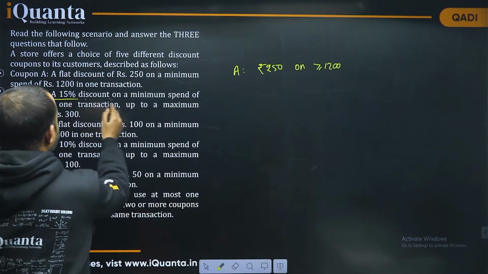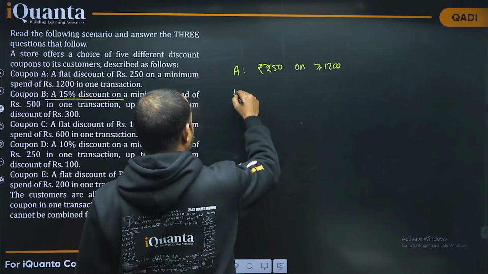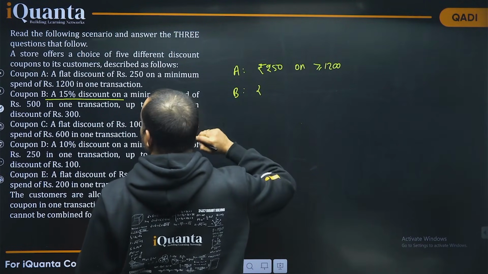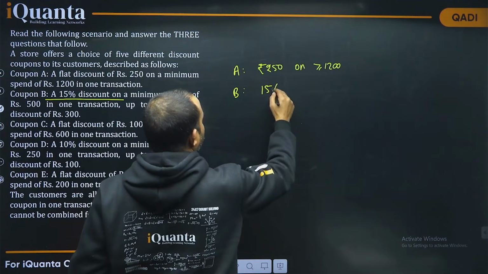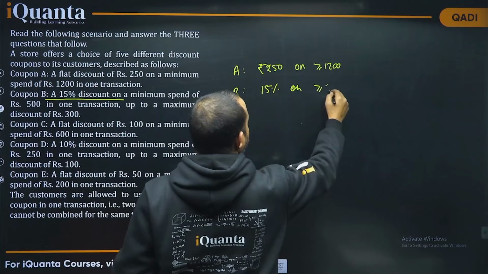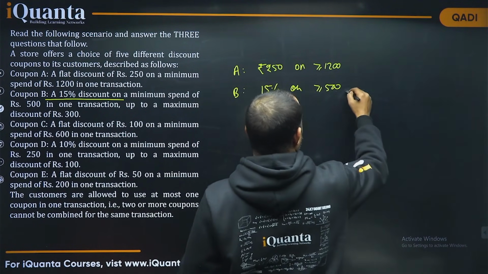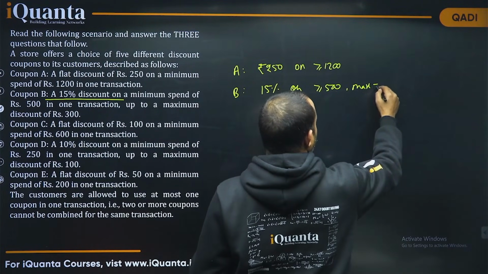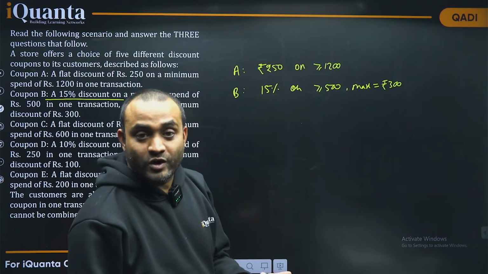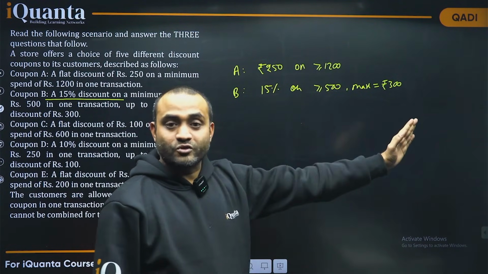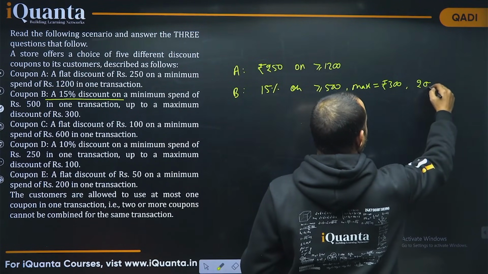Coupon B, a 15% discount on a minimum spend of 500 rupees in one transaction. So the discount is 15% on greater than or equal to 500 spend, up to a maximum discount of 300. So the maximum discount that we have is 300 rupees. So 300 is 15% of what? So 1% is equivalent to 20. So 100% will be 2000. So the maximum amount can be 2000, right?